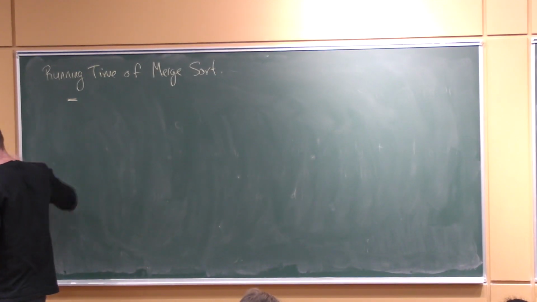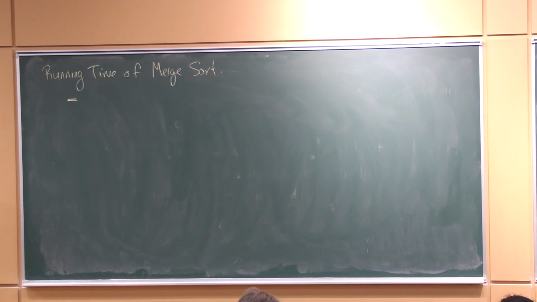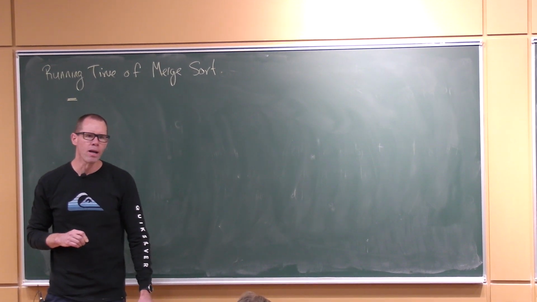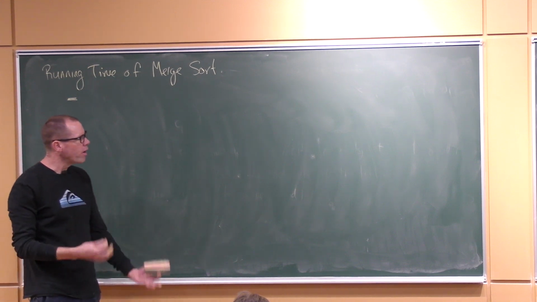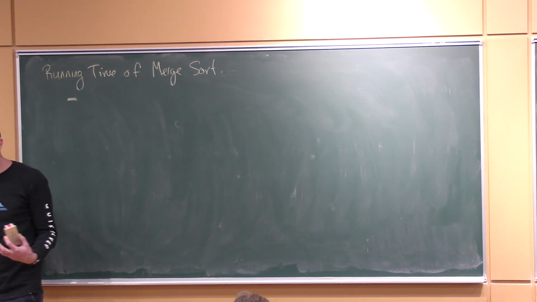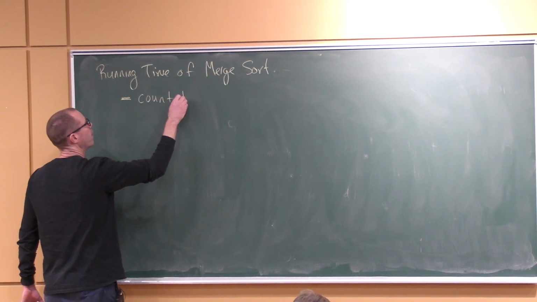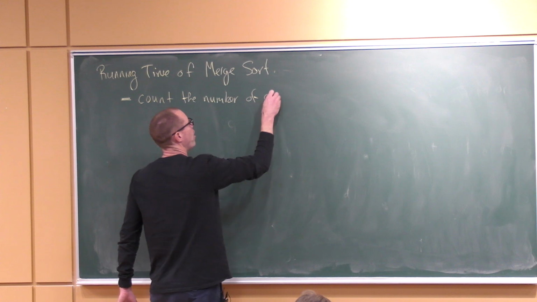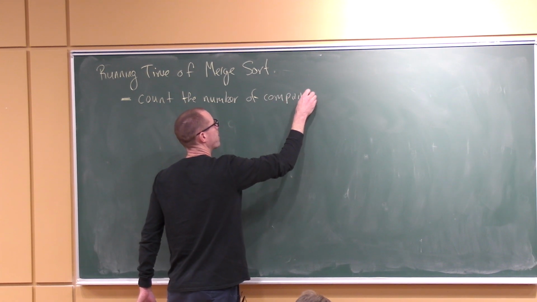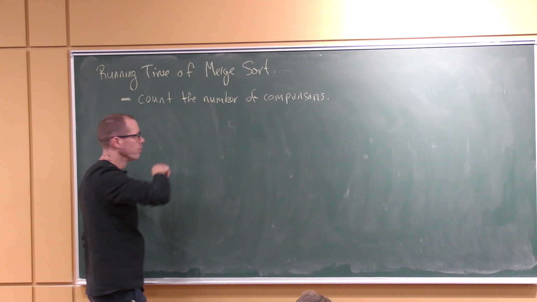So here's what we're going to do. We want to analyze running time, and we don't want our analysis to depend exactly on what kind of machine it's running on. So we don't want an answer that's in milliseconds or microseconds or even number of instructions. We want something that captures the essence of it and gives us the number of comparisons. Okay?